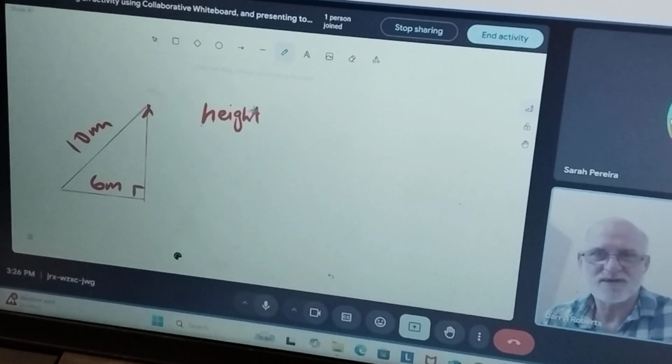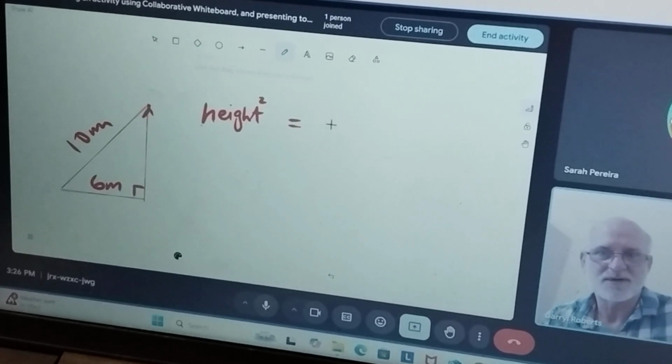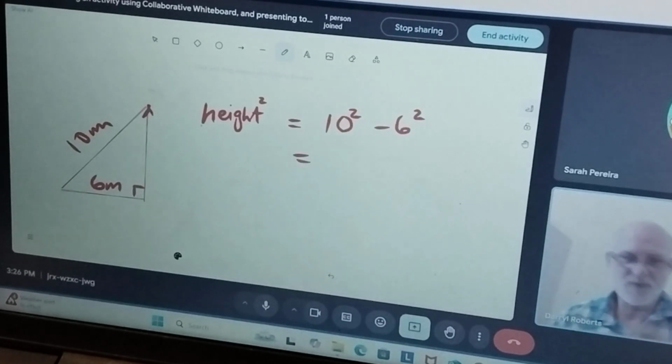We always start with everything squared, see? And the last step in Pythagoras is always to square root. It's going to be 100 squared minus 6 squared. Okay, back on your calculator. What's 10 squared minus 6 squared?